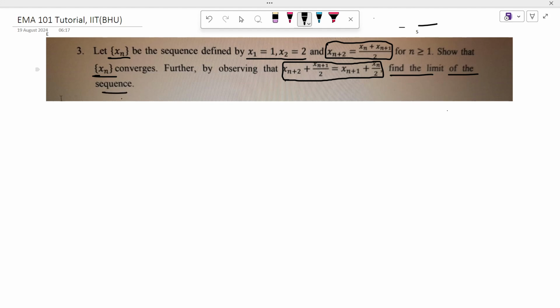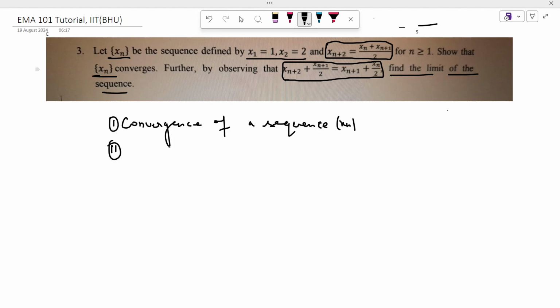Okay. So to solve these questions, we will require some concepts. I think you are familiar with the convergence of a sequence. So let me first explain: what do you mean by convergence of a sequence xn? I hope you are familiar with this one.